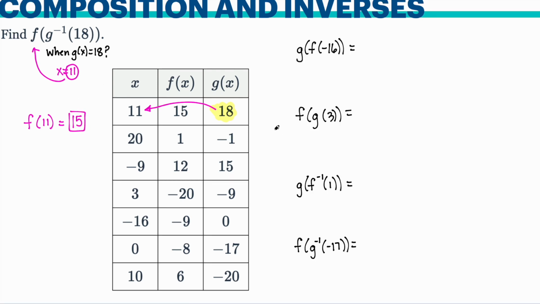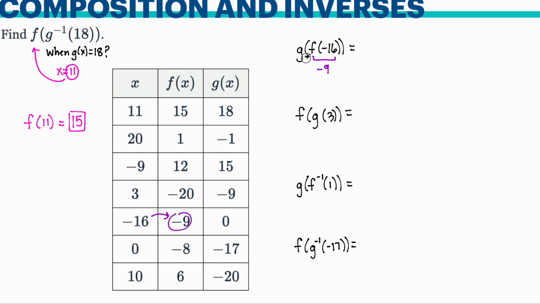Okay, I would like for you to try these 4 problems. Pause the video and then hit resume to see the answers. So for the first one, I want to know first, what is f of negative 16? Not the inverse, but just strictly what is f of negative 16? So I'm going to go to negative 16 and find what is f of negative 16, and it is negative 9.